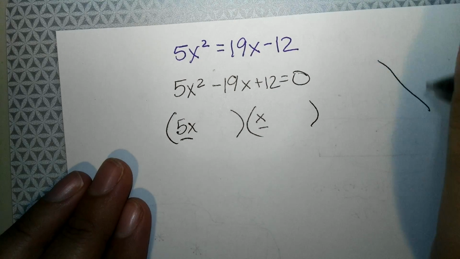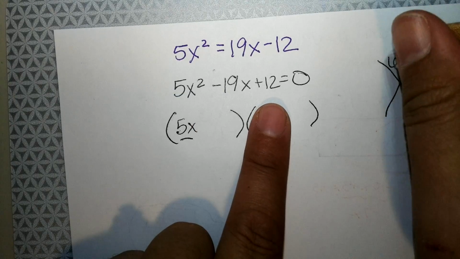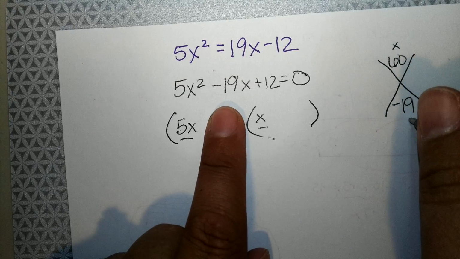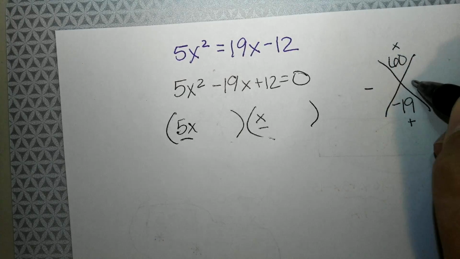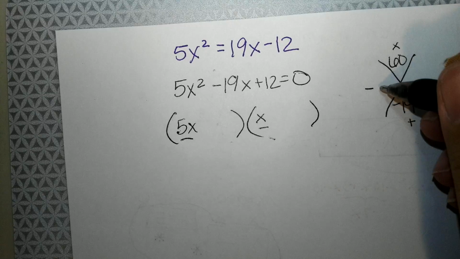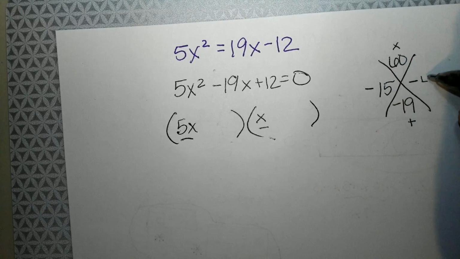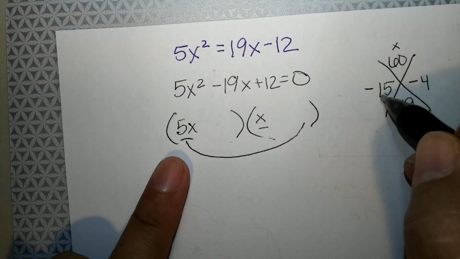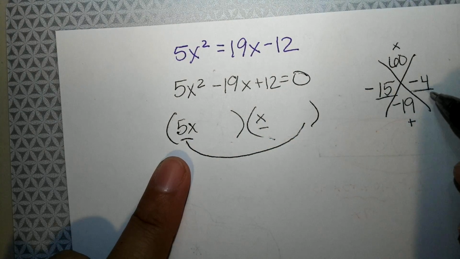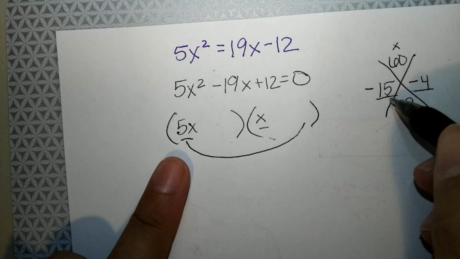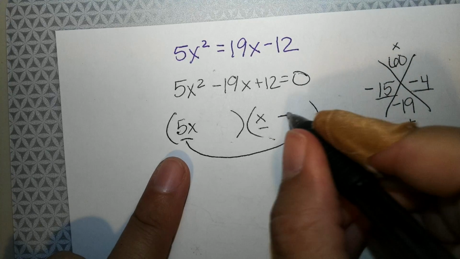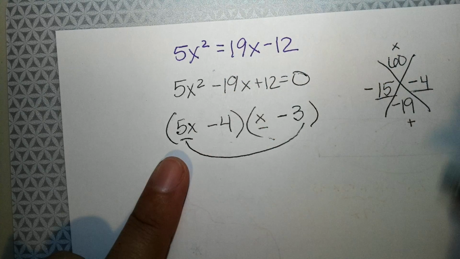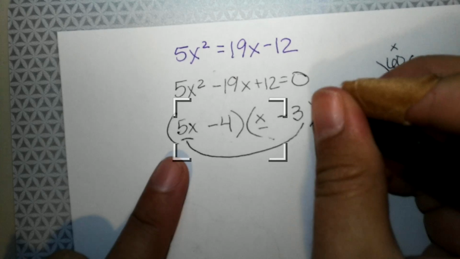Now remember, a times c goes at the top. So 5 times 12 is 60. b goes at the bottom, negative 19. So what multiplies to 60 and adds to negative 19? They're both negative. Let's see, 15 and 4. So when I'm multiplying here, 5 times something has to get us to one of these numbers. Well, 5 doesn't go into negative 4, so it has to be negative 15. So 5 times negative 3 gets us to negative 15, and this needs to be negative 4. And then it will be set equal to 0.